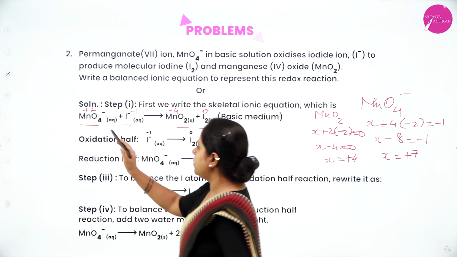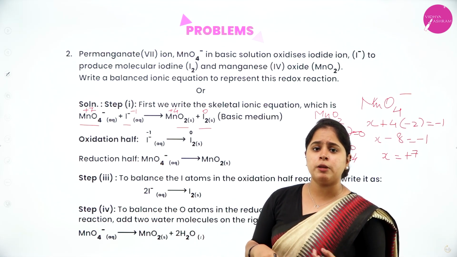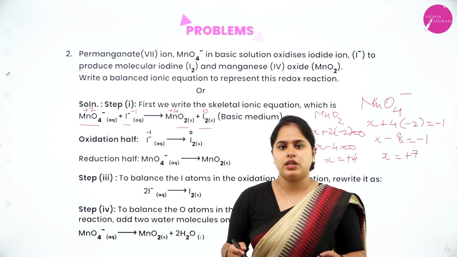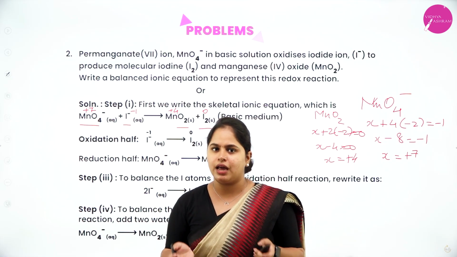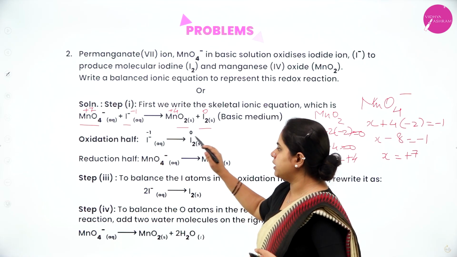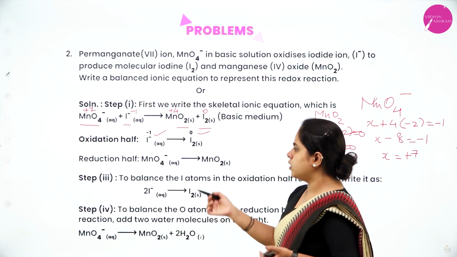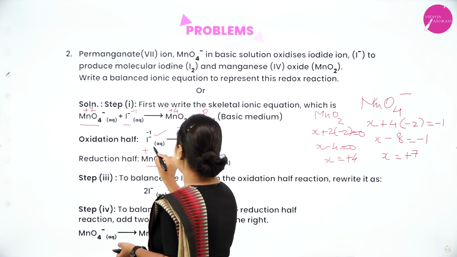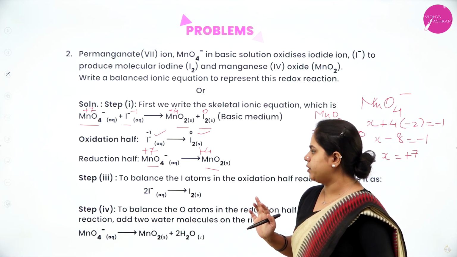So what happens, from manganese plus 7 to plus 4, it has reduced. So it is undergoing reduction, and iodine minus 1 has increased to 0. So that means it has undergone oxidation. So we identified the oxidation and reduction half reactions, right? So the oxidation half reaction is I minus getting converted into I2, that is minus 1 to 0, oxidation number has increased. Now the reduction half reaction is MnO4 minus to MnO2, that is from plus 7 it has reduced to plus 4. Okay, so till here I hope it is clear.